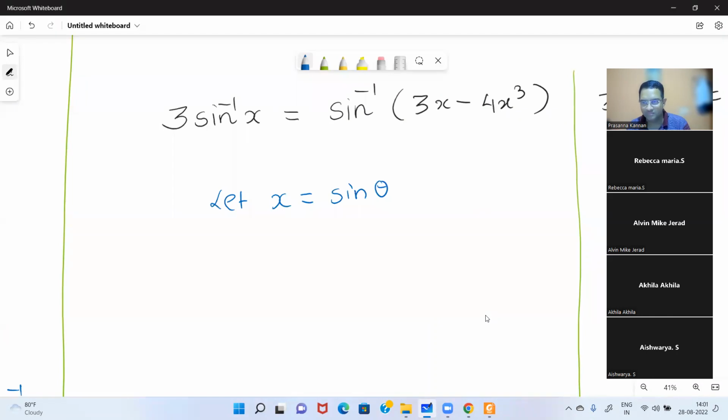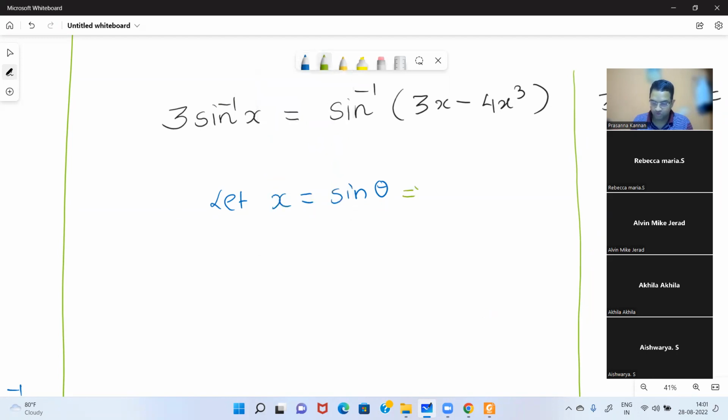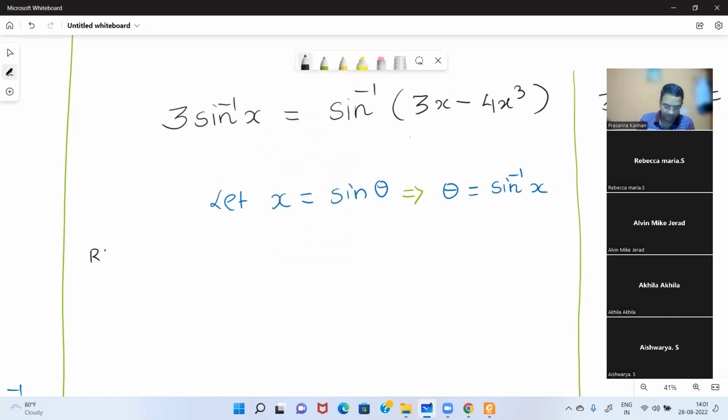Are you all listening? Are you able to hear me? Yes, sir. So what will be theta equal to? Sine inverse x. Yes, theta will be equal to sine inverse x. Now start from the right hand side. What is RHS? Sine inverse of 3x minus 4x cube.